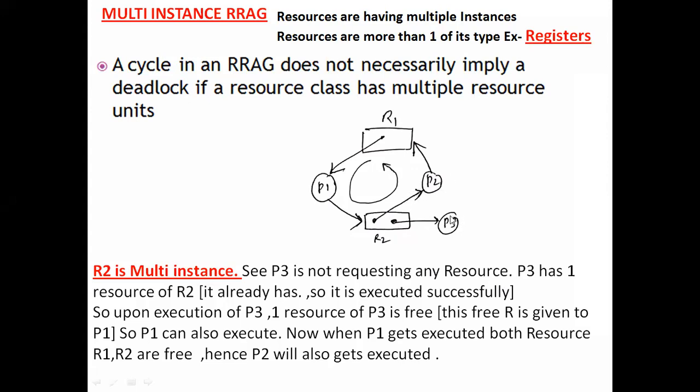So upon the execution of P3, one resource gets freed, and as P1 is requesting the resource R2, this free resource can be assigned to P1, hence P1 can also execute. After execution of P1, the second process will also get executed, because now both resources will be free. Hence P2, which was requesting this R2 resource, can also execute. So we have the successful execution of all the processes P1, P2, and P3.